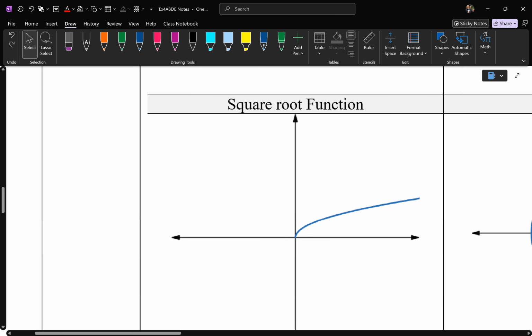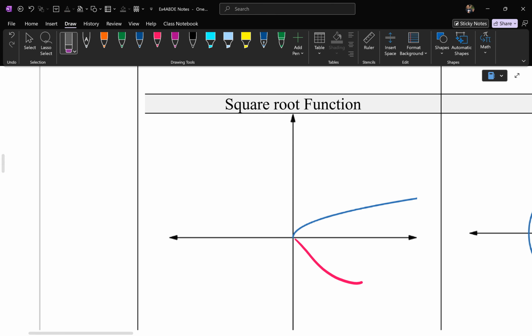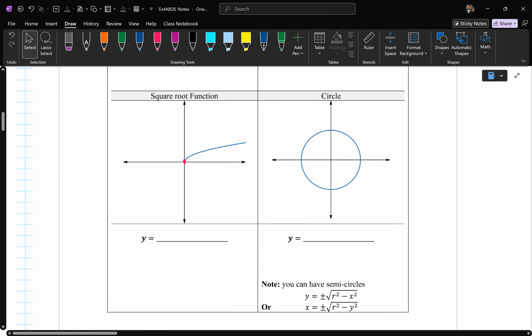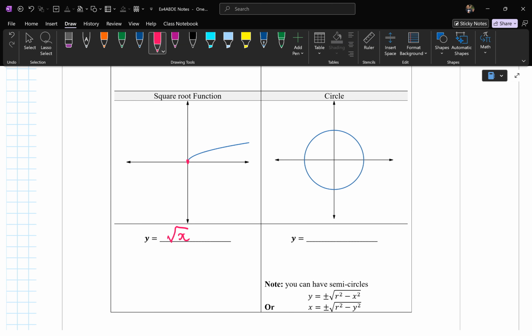Next one, square root function. This is what it looks like. That's the shape, starts at the origin. It's kind of like a side-on parabola. Think of it as like a side-on parabola. Yeah, it's like a side-on U. And I want you to write the equation for this one: y equals square root of x. Fill that in.